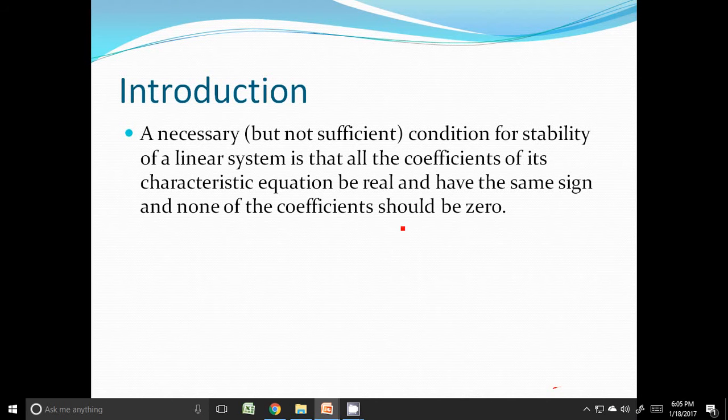To comment on the stability of the system, one should have an idea about the location of closed loop poles on the S-plane. If the closed loop pole has a negative real part, then the system is stable. If the closed loop pole has a positive real part, then the system is unstable.